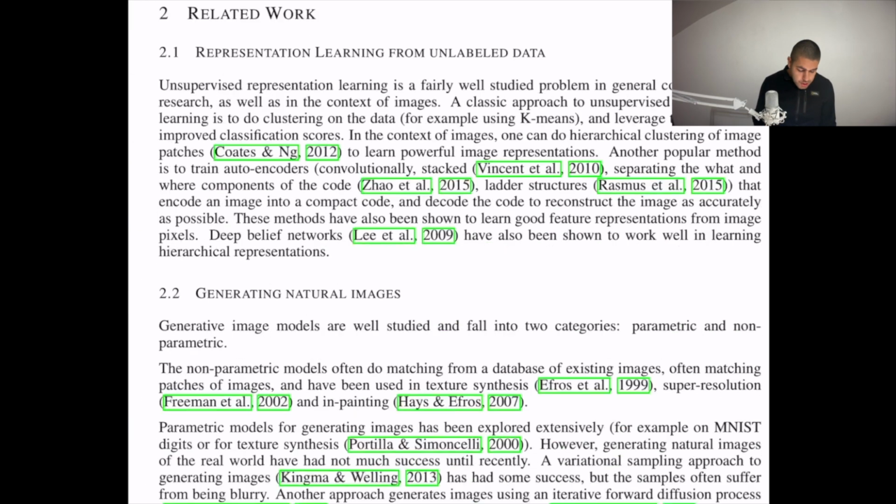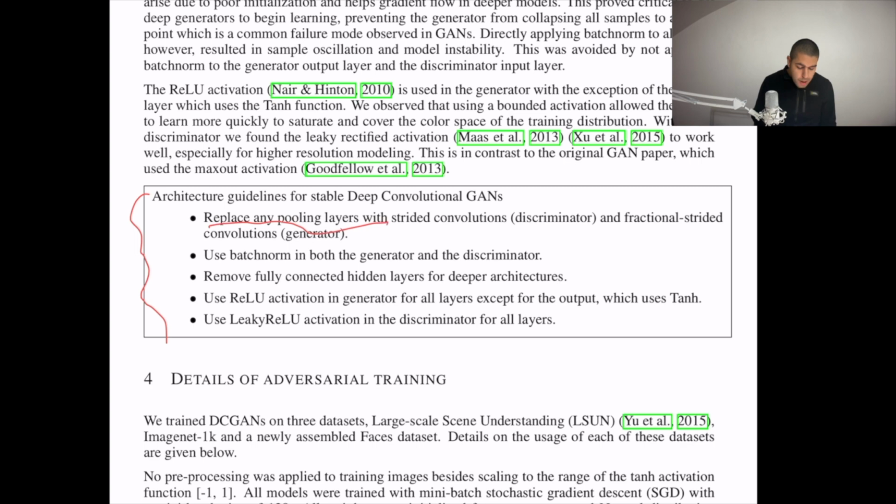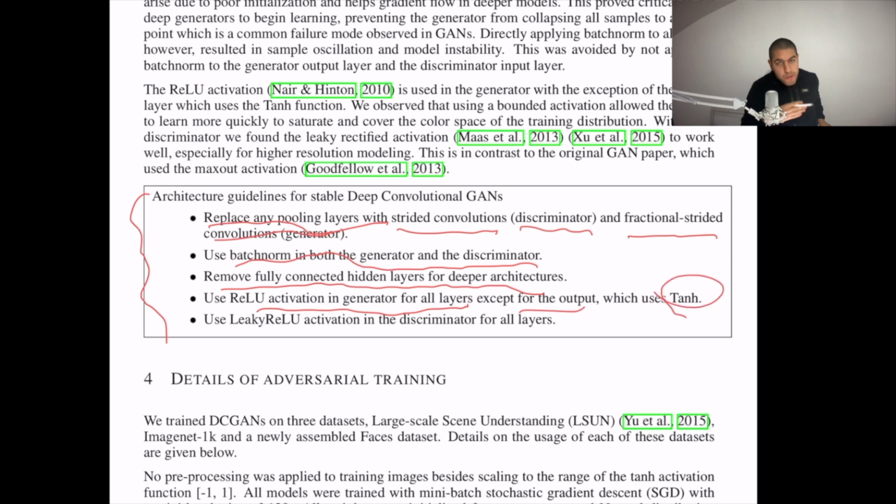And we have the introduction and the related work, but there are two main things actually. The first part is here. It gives us information about the implementation. For example, they replace any pooling layer with strided convolutions for the discriminator and fractionally strided convolutions for the generator. They use batch norm in both generator and discriminator. They removed fully connected hidden layers because we will replace them with CNNs. They used ReLU activation in the generator for all layers except the output. In the output we will use tanh. You will see this. And they use leaky ReLU activation in the discriminator for all layers. You will see this too.